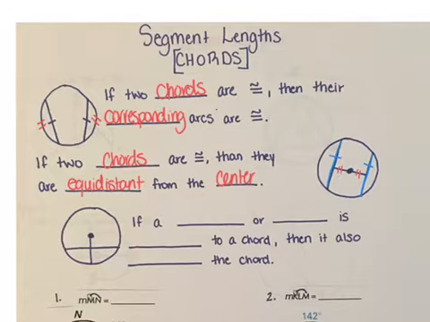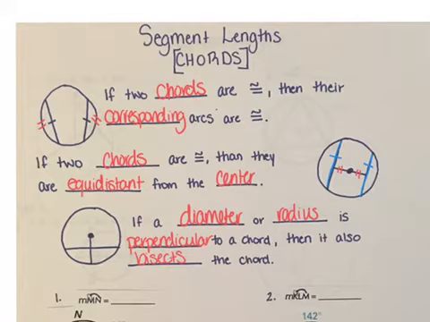And the last one about chords we're going to check out is if a diameter or radius is perpendicular to a chord, then it also bisects the chord. So in this example, we have a radius and it is perpendicular to the chord. So it bisects the chord, meaning it breaks it into two equal pieces.